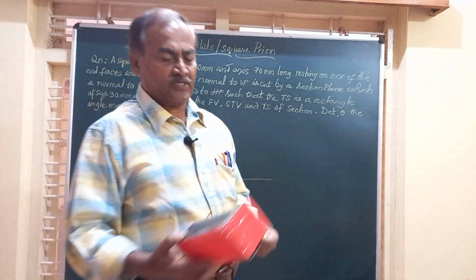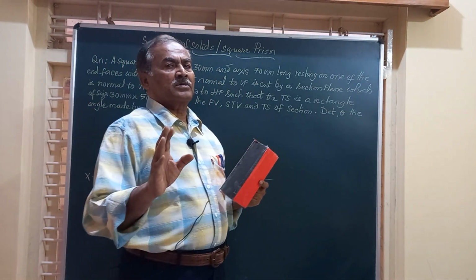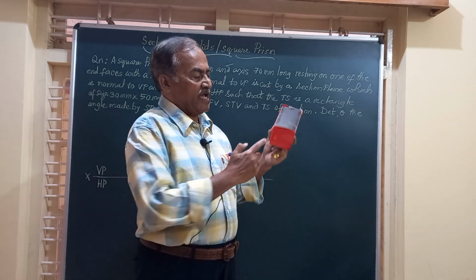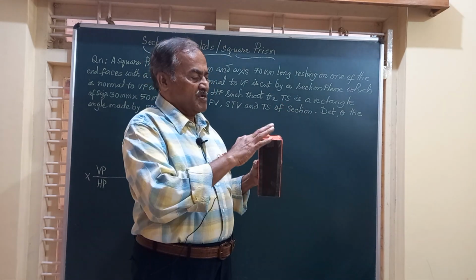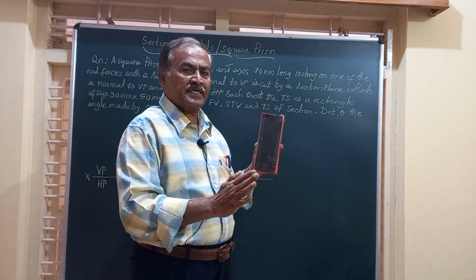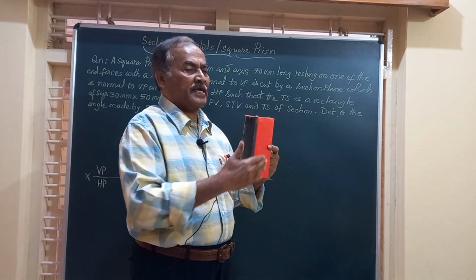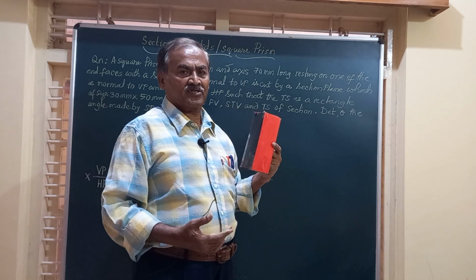Friends, a square prism, as the name indicates, will have a square bottom face, a square top face, and these two faces are connected by four rectangular lateral surfaces.